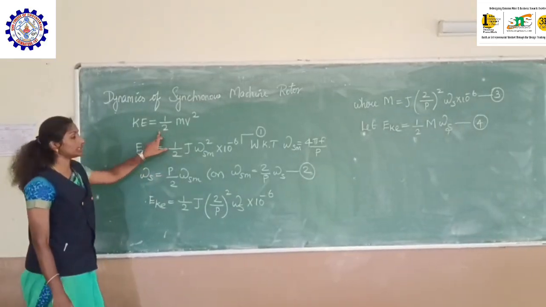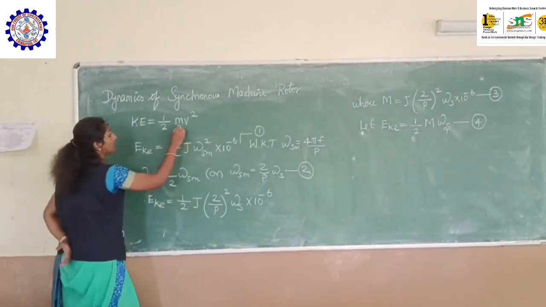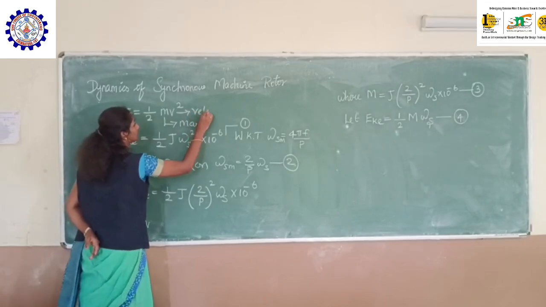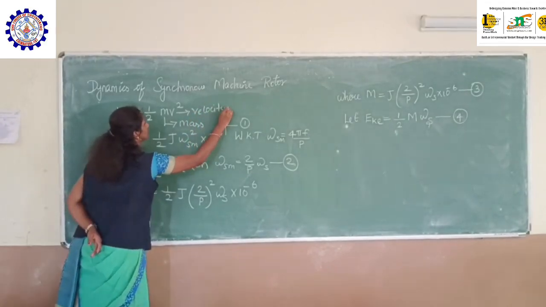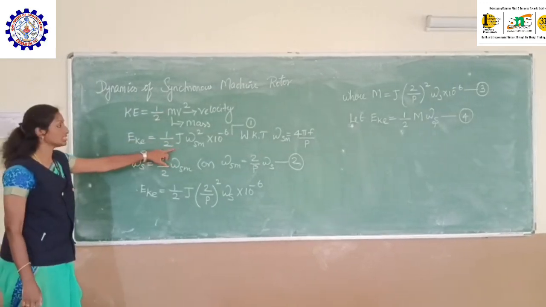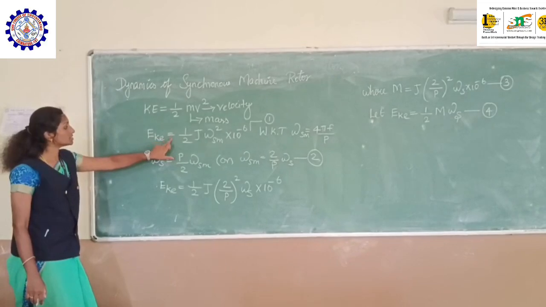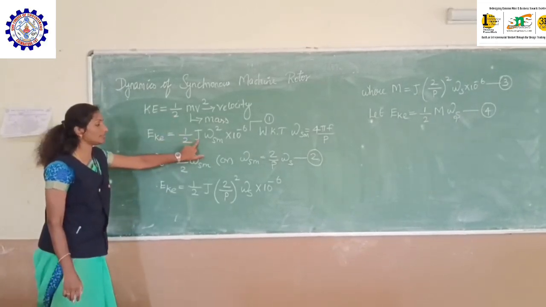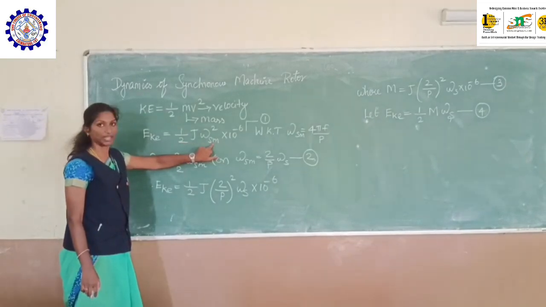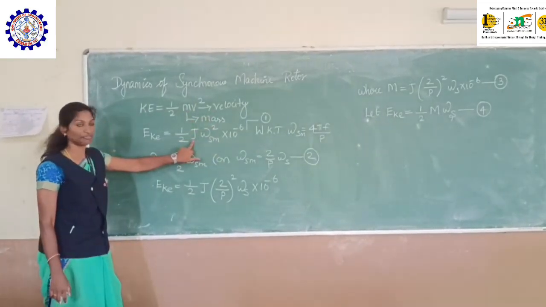So we all know that the equation for kinetic energy is half m v square, where we represent m as the mass and v as velocity. So the same equation is redefined and written as, instead of kinetic energy we have represented as E_KE, which is equal to half into J omega Sm square, where we have considered moment of inertia instead of mass, and synchronous speed instead of velocity.